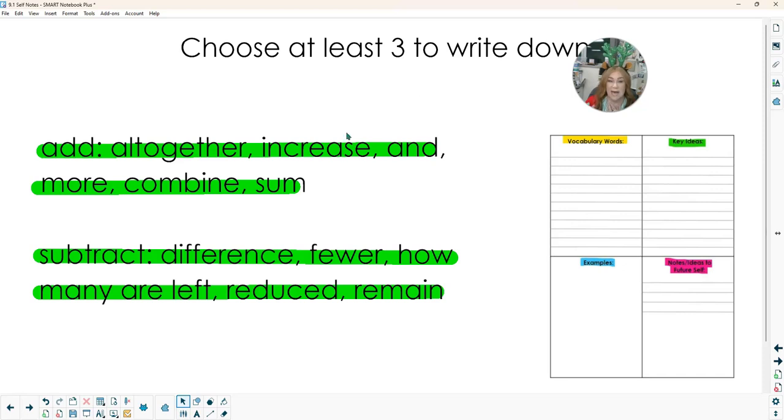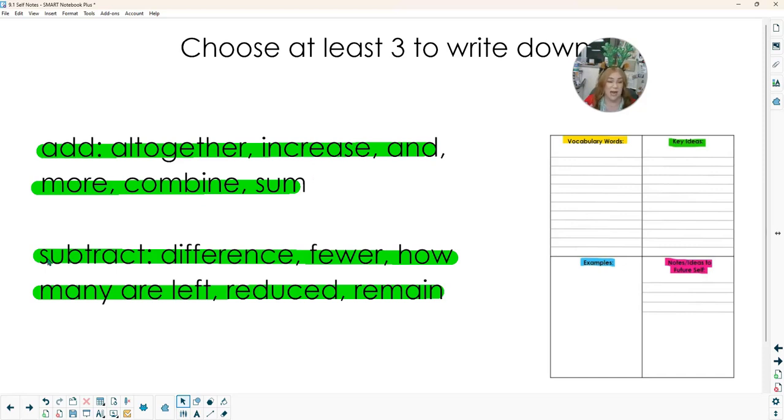So some words that mean add are putting things all together, or increasing. If I have this and this, we're putting them together. If I get more of something, if I'm combining things together, the mathematical word sum. So choose the 3, at least 3 or more that are going to help you.